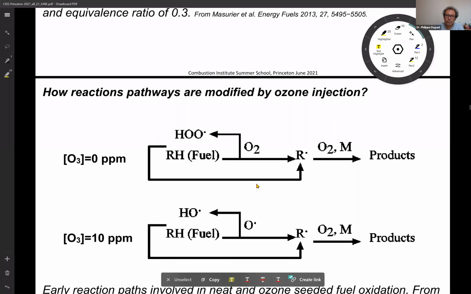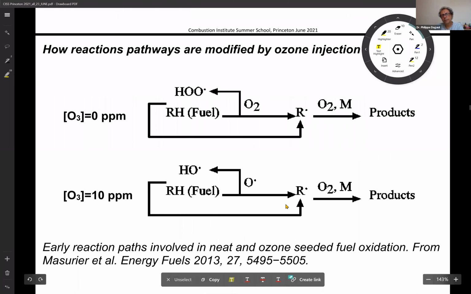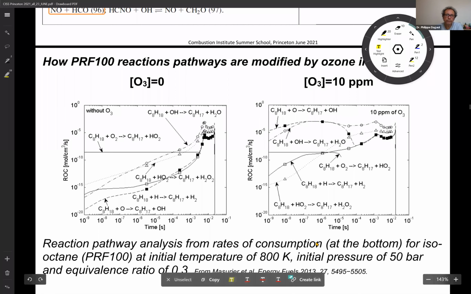O atoms abstract an H atom from the fuel, produce OH, and OH reacts with the fuel to produce a radical. So the action of this guy produces a very reactive species, which speeds up significantly the oxidation of the fuel. So this is shown here. So by this analysis, you can figure out how the reaction proceeds.